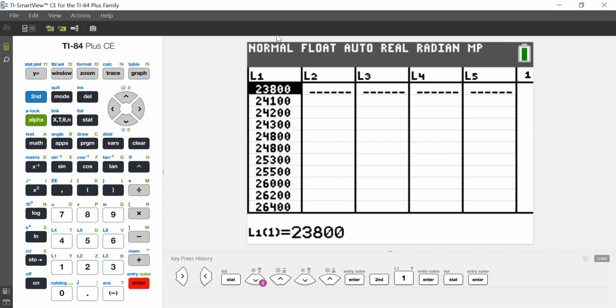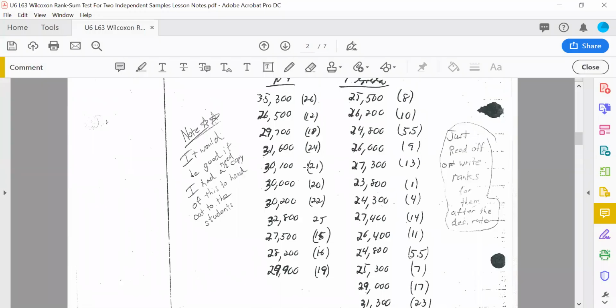All right, so let's go back to the notes. Ladies and gentlemen, if you can sort this data from low to high, you can do this entire hypothesis test. That's it. That's the most important part, ranking the data from low to high.